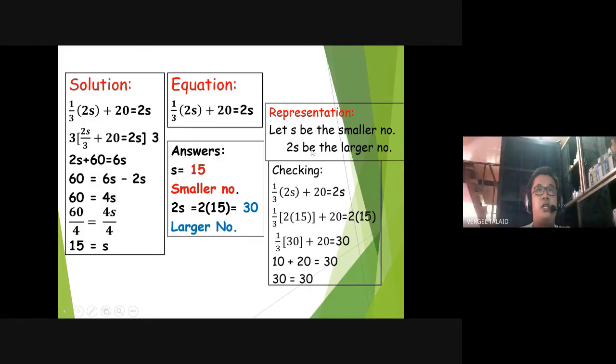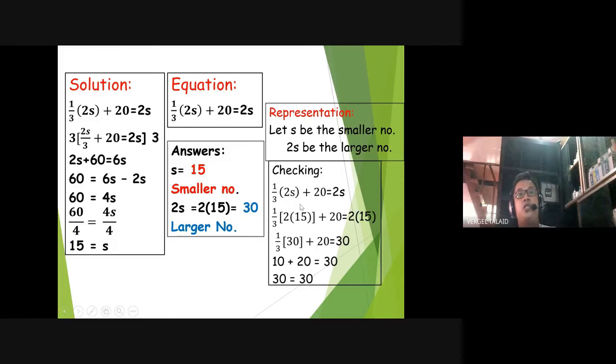Now to get the larger, since the larger is twice the smaller, twice of 15 is 30. So this time the answers are 15 and 30. Now let us try to check. The larger is twice the smaller. Yes, 30 is twice the smaller. Now one third of the larger is 10, added by 20 because it is 20 more than. 20 plus 10 is equal to 30, which is equal to twice the smaller. What is the smaller? 15. Twice 15 is 30. So they are equal.